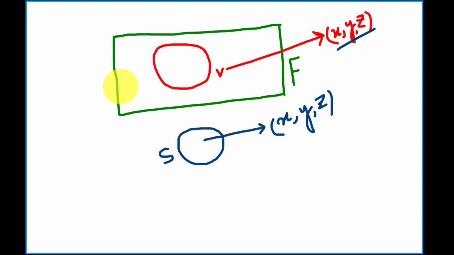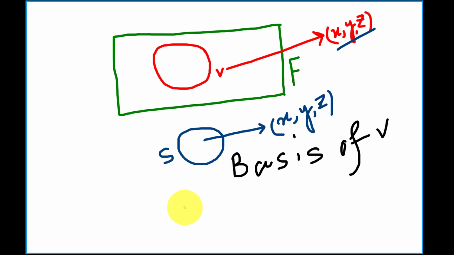Now this set capital S may or may not be a subset of V. It will be said to be a basis of V if it holds two conditions.